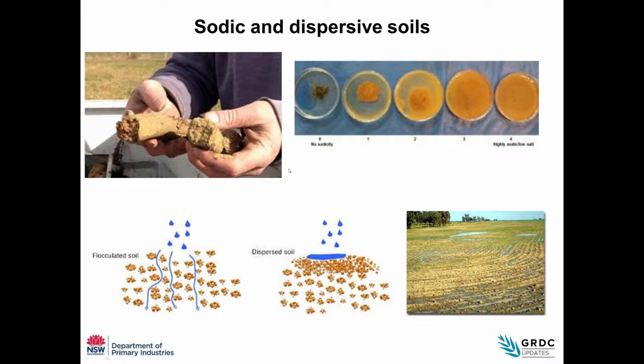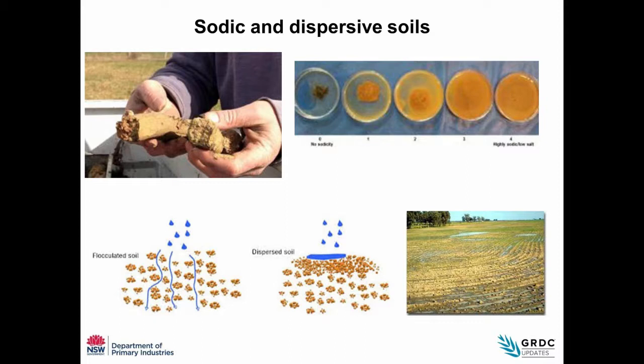In southern New South Wales, the problem is more structural issues with dispersion, and especially in a year like 2016, which was such a wet year, waterlogging affected a lot of those farming systems in sodic soils across the region.